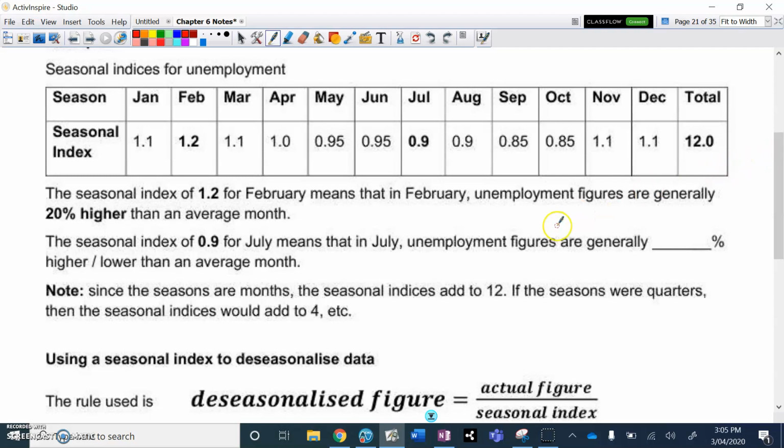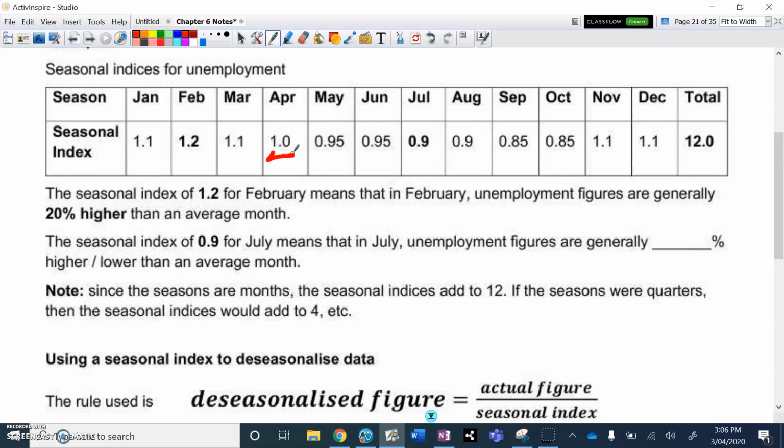You can see there that a seasonal index of 1.2 for February means that February unemployment figures are generally 20% higher than an average month. April, having a seasonal index of 1, means it's average. So April sales are average. Anything greater than 1 is above average sales, and anything less than 1 is below average sales.